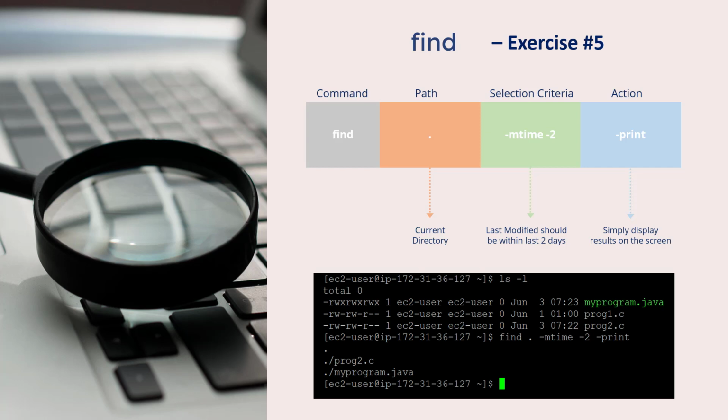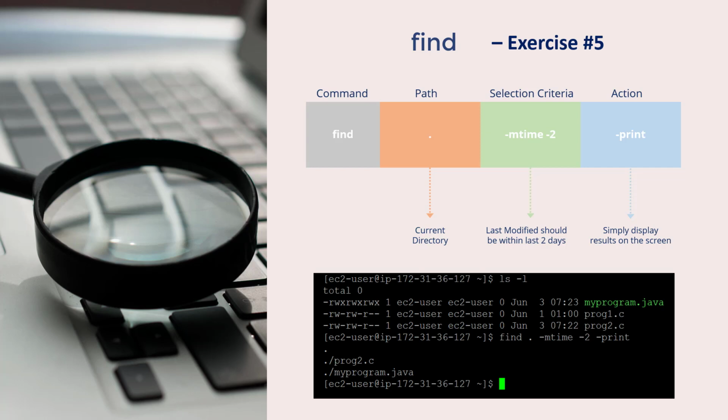mtime stands for modification time. So -mtime -2 means files whose last modification time is less than 2 days ago. In the terminal screen capture below, the ls listing of files shows the last modified timestamp also in the last but one column.